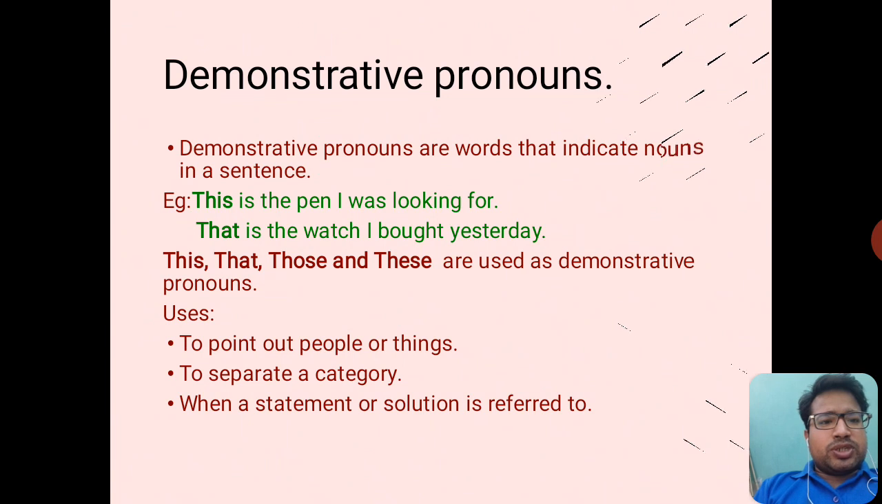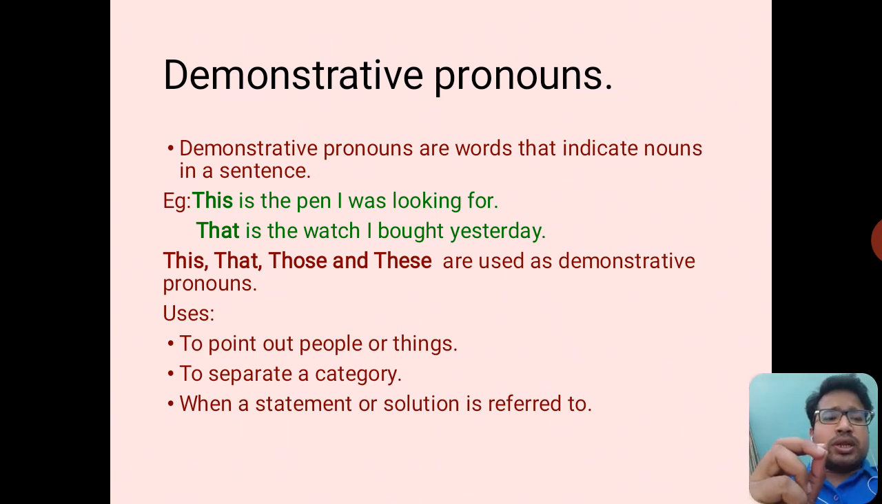Moving on to demonstrative pronouns. The clue is hidden in the word itself. Demonstrate means to show, to point out. So this kind of pronoun is used to point out a certain thing, a certain noun in a sentence. For example, this is the pen I was looking for. So this is talking about one particular pen which the person was looking for.